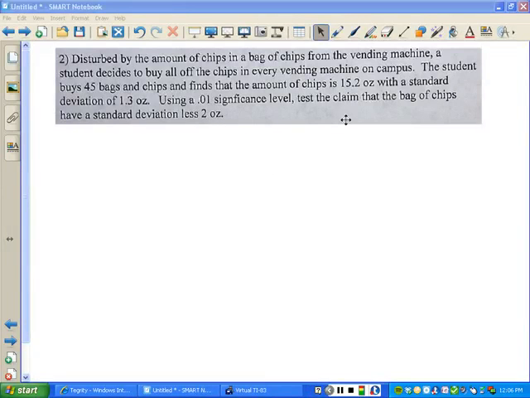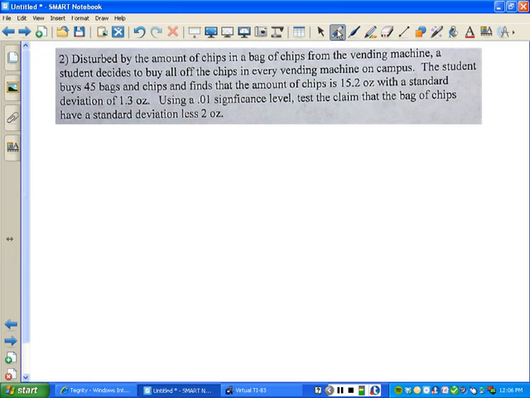Alright, so for this one that everybody just got right, and I don't even know why we're working it, to be honest. We're trying to find, what are we doing? Hypothesis test for what? What are we hypothesizing? Standard deviation. We're hypothesizing about the standard deviation. We're saying it's either less than 2 ounces or it's equal to 2 ounces. No, we're saying it's less than 2 ounces.